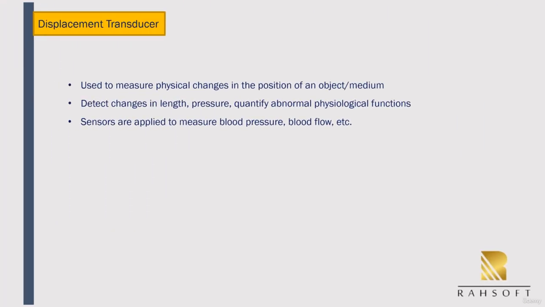To start, let's talk about a displacement transducer. A displacement transducer is used to measure physical changes in the position of an object or medium. They detect changes in length, pressure, and quantify abnormal physiological functions in relation to a baseline. These sensors are applied to measure blood pressure, blood flow, and various pressures throughout the body.